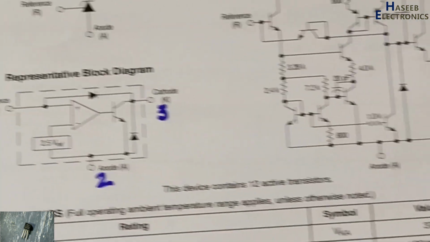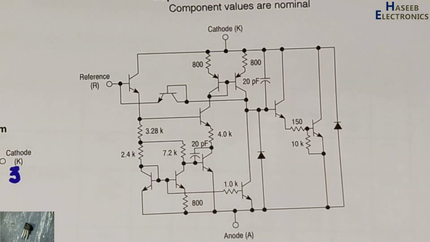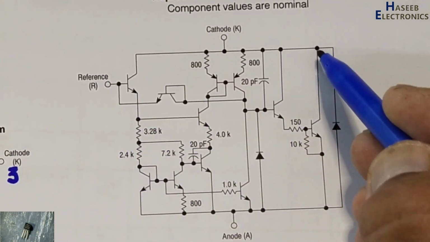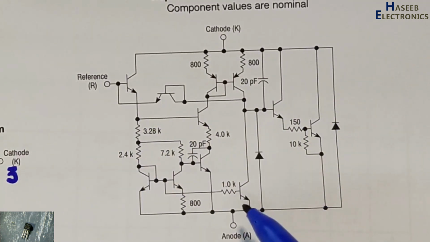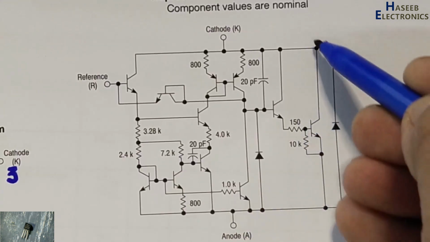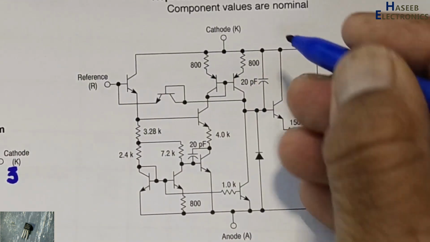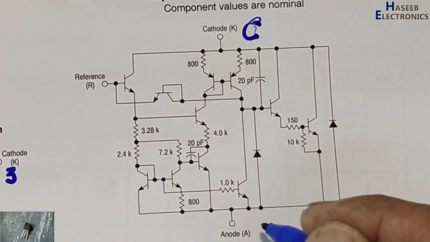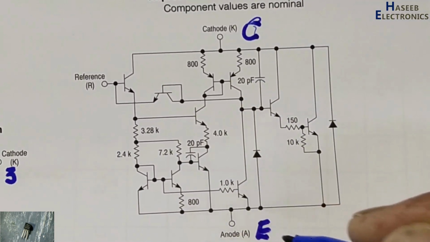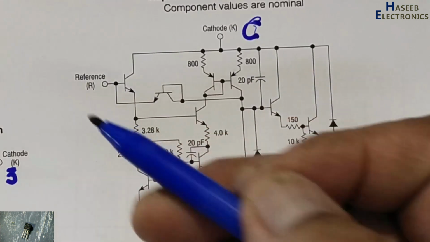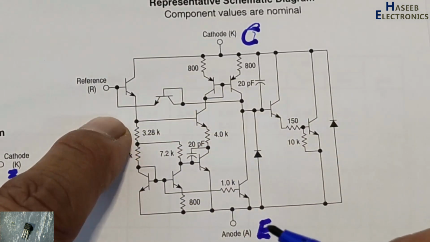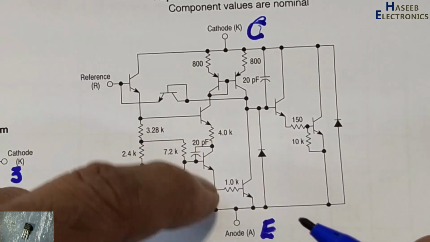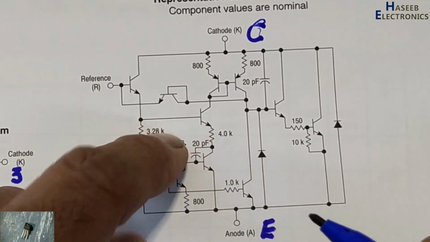And if we see some equivalent circuit diagram, the reference pin is here, then this is the output side. Emitter is connected to anode, collector is connected to cathode. We can say this is the C pin, collector pin, and this is the E pin, and here we have the base. That base will work at a specific voltage level that is the built-in reference in this circuit.